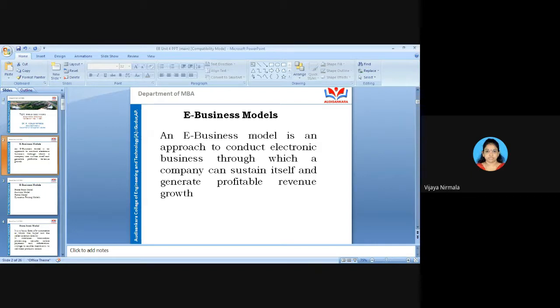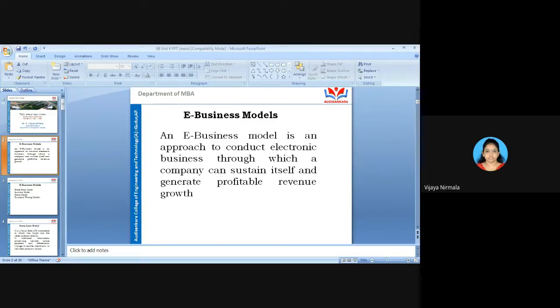These models are mainly used to conduct e-businesses through which a company can sustain itself and generate profitable revenue growth. Profitable revenue growth. So what the e-business model does is it is an approach used to conduct e-businesses, to sustain the company itself and to generate profitable revenue growth.